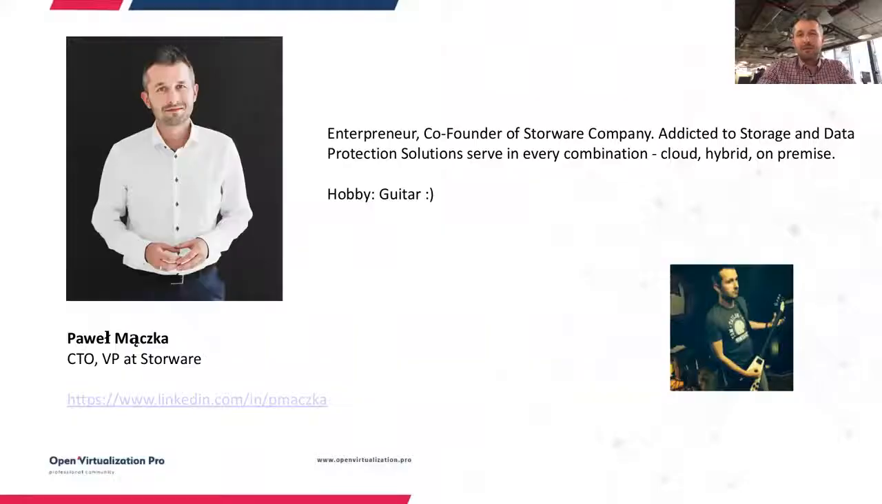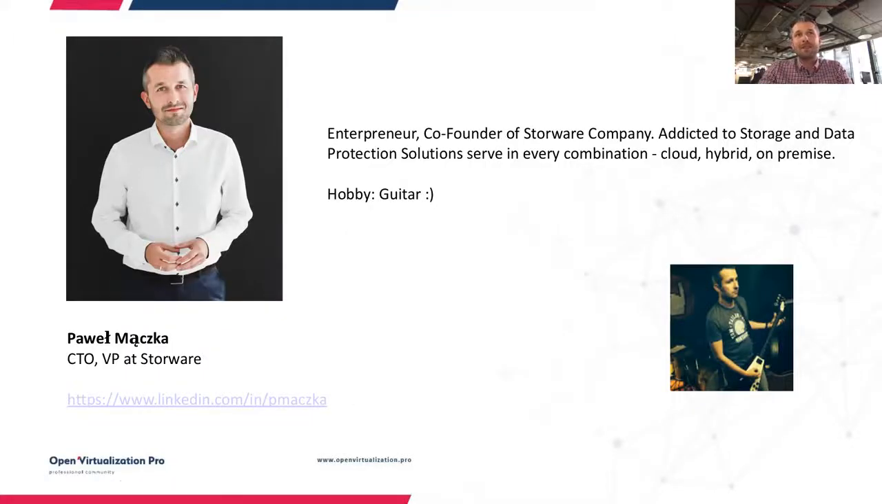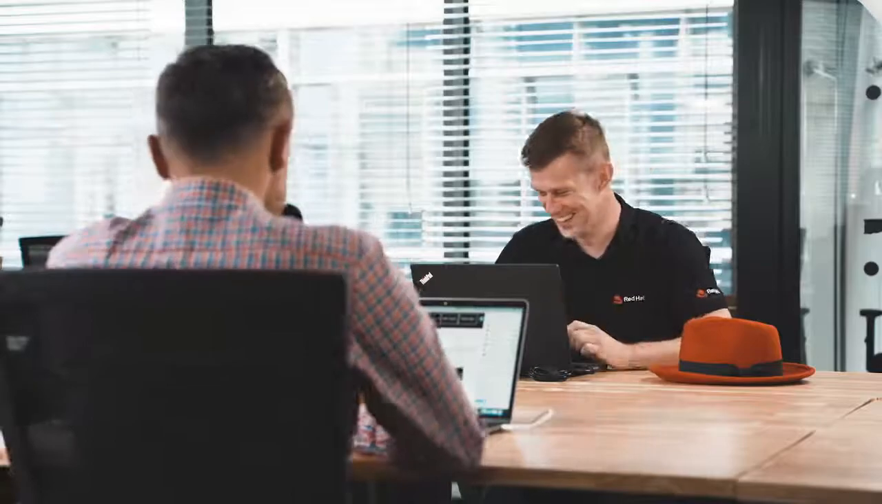Okay, let's go. A few words about myself. I'm Paweł Mączka, co-founder of the Storware company. We specialize in the data protection field. We love the Red Hat virtualization platform and oVirt, and it's one of the platforms that we support. For us, it's all about backup and recovery, but we will not focus on it today. I love playing guitar with my band. There's a new concept called the Bear Machine band, which we'll introduce in a few weeks, so you will get the first track. Okay, let's go.